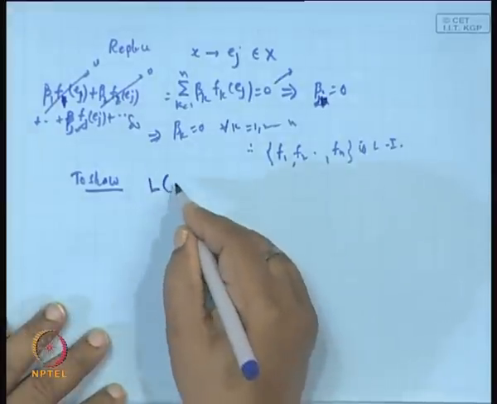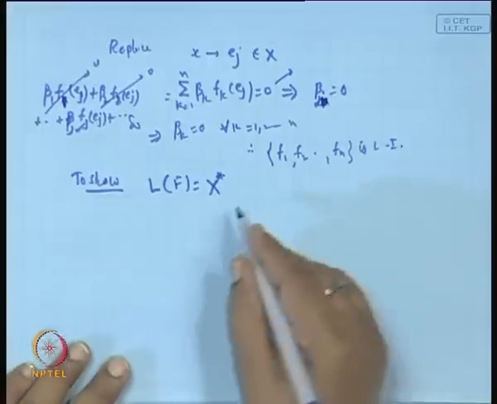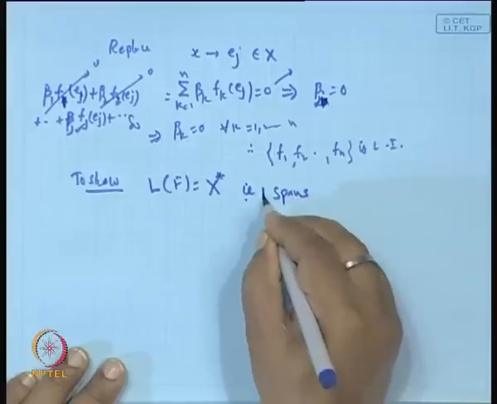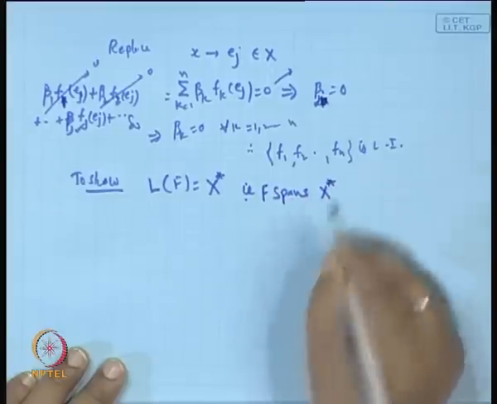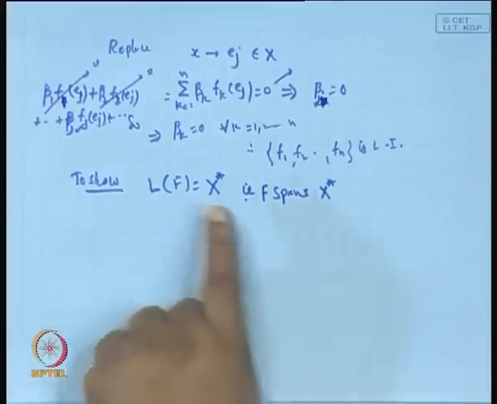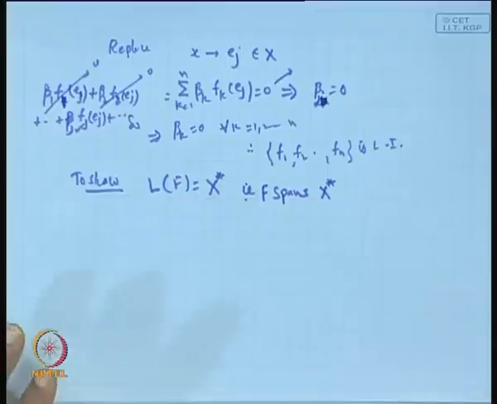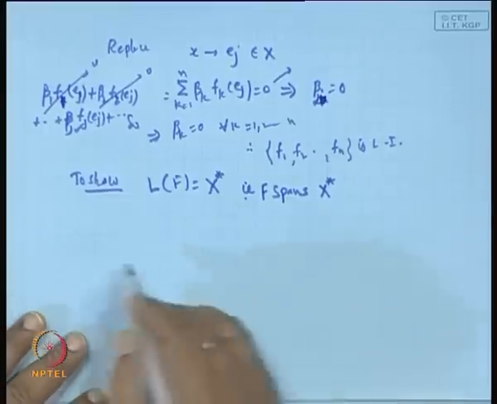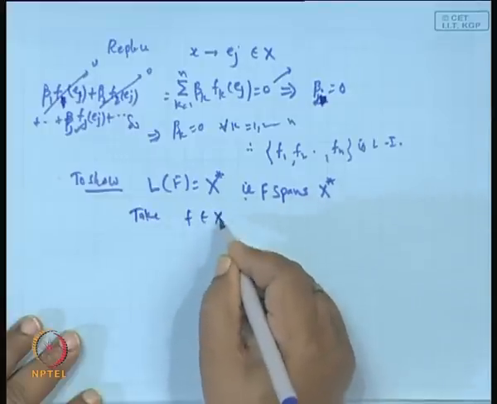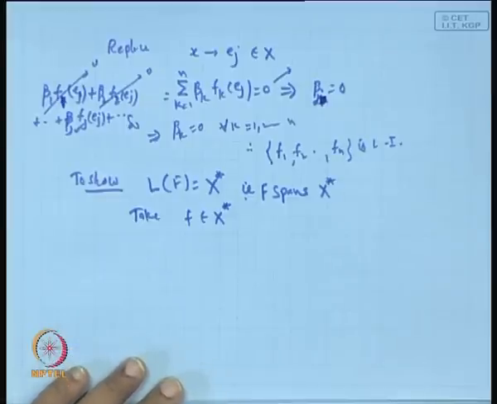Now, next to show that L of F is X star, that is, the set F spans X star, means if we take any arbitrary element of X star, that can be expressed as a linear combination of the elements of F. Okay. So let us take any f. So take f belongs to X star. Clear?